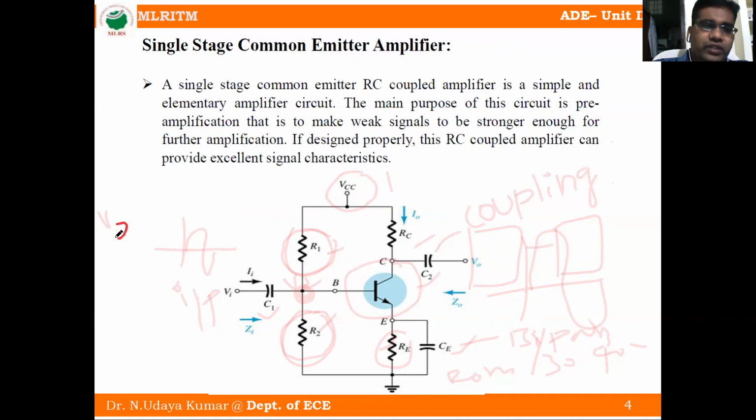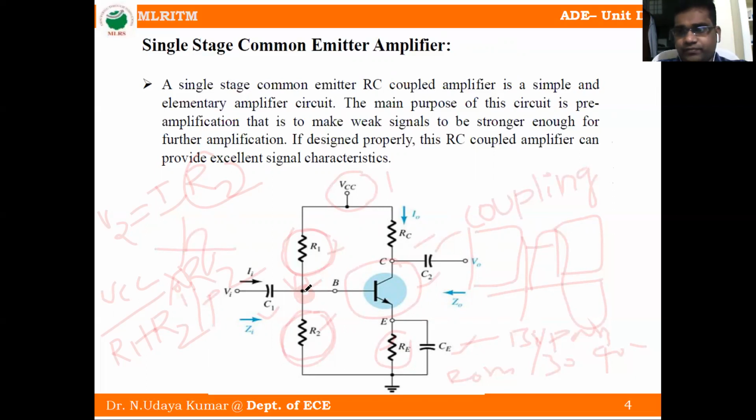V2 is given by the basic formula: voltage is equal to current into resistance, here across R2. Current is equal to VCC divided by the total resistance R1 plus R2, multiplied by R2. So V2 equals VCC by (R1 plus R2) into R2. This is called the voltage at this node, and this bias voltage can drive the transistor.